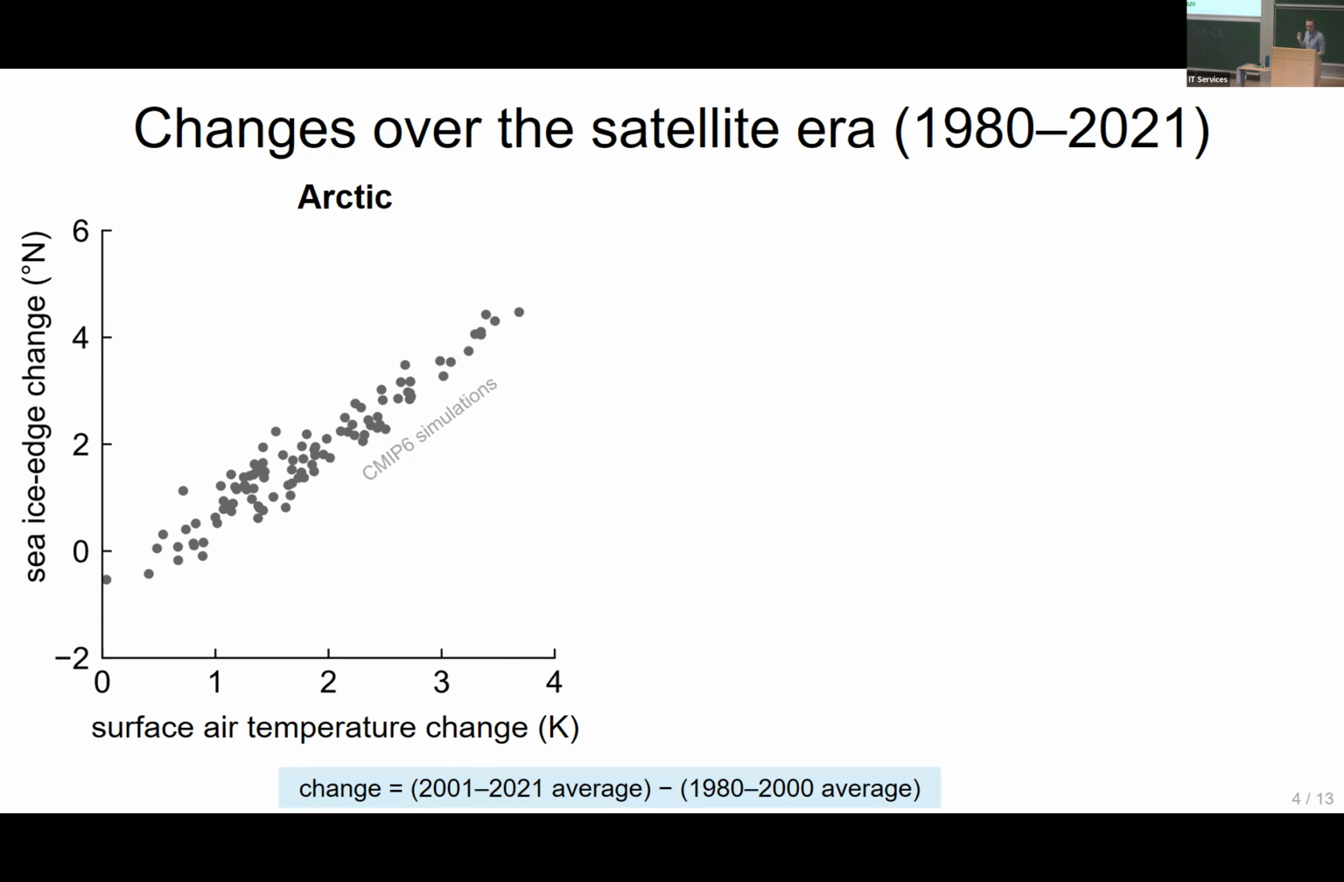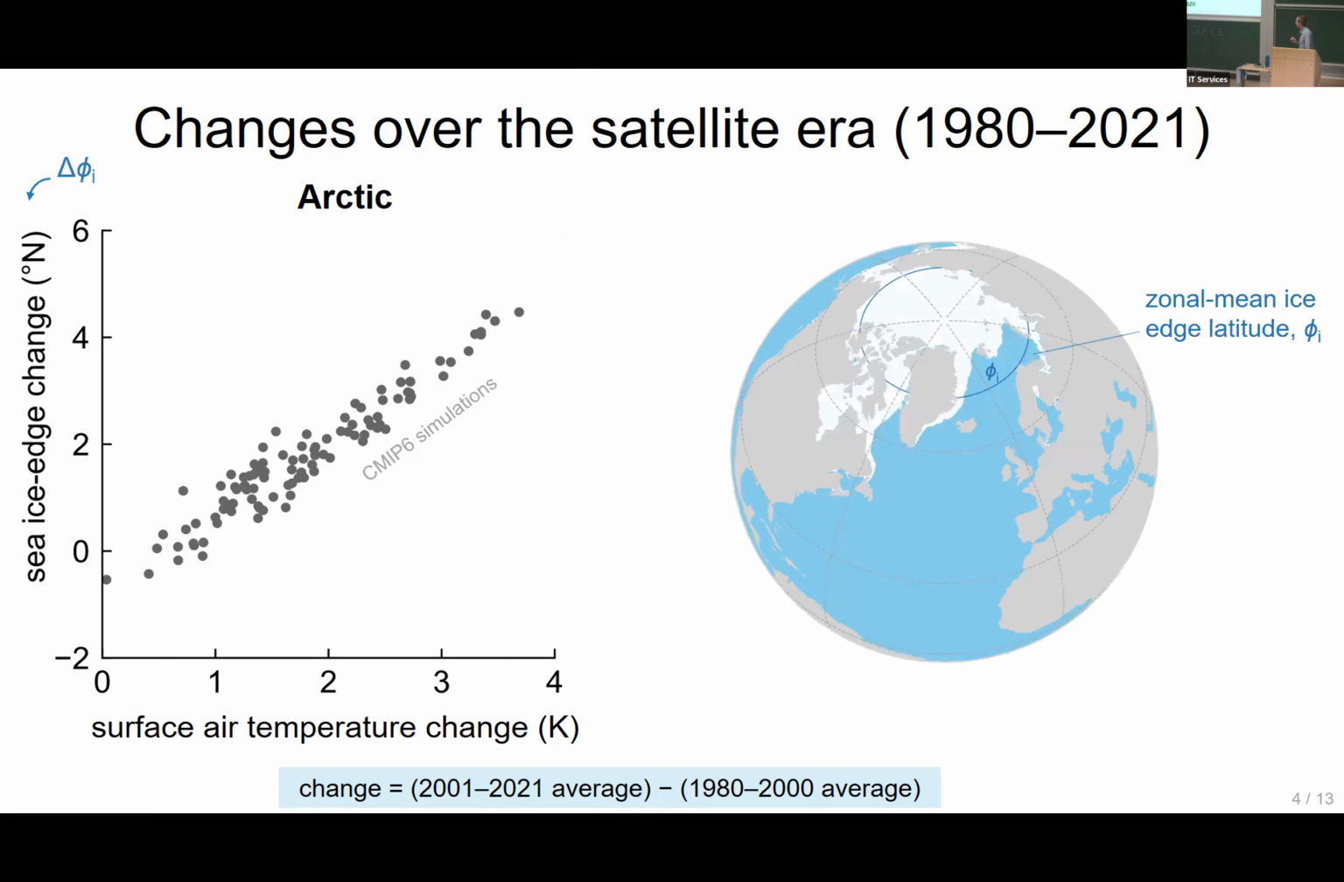Now, the way we are defining these quantities is a bit non-conventional, but there's a very good reason for it, which will become clear. So let me just explain schematically what I'm doing. I've said on the vertical axis there, sea ice edge change. So what we are actually doing is we're not using sea ice area or sea ice extent. If this was an example of what our sea ice cover looked like in a model, we are computing the zonal average ice edge latitude.